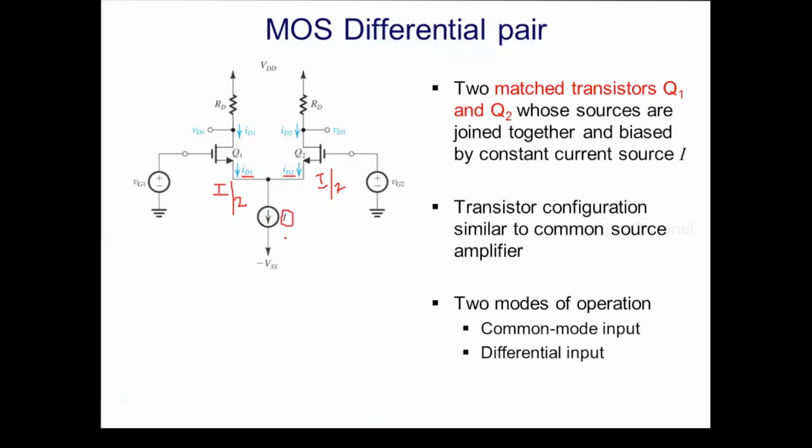There are two different modes of operation possible for MOS differential pairs. One is common mode input voltage operation. The other one is differential input voltage operation. So we'll discuss those two modes of operation in the next session.